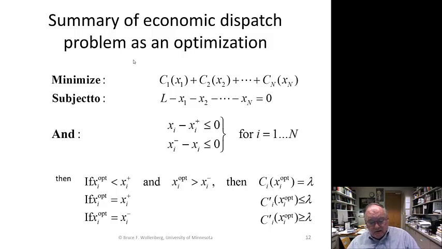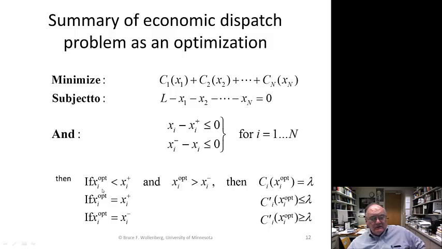So in summary, minimize the sum of these cost functions, subject to the load minus all the generation equals 0, so the generation equals the load. And for every generator, there's a max limitation, a less than or equal to constraint, and a min. So these are inequalities, one for the maximum and one for the minimum for every generator.